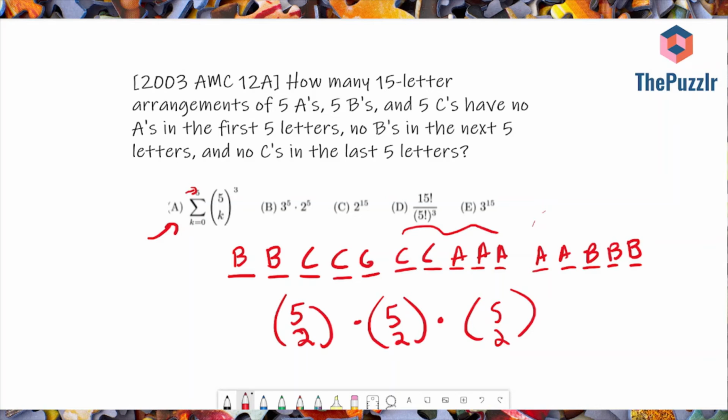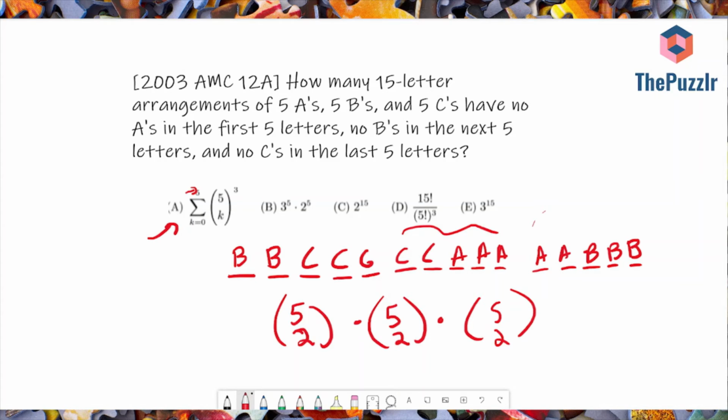But guys, think about it. What if we have 3 B's? Does anything change? Yeah, we would just do 5 choose 3 times 5 choose 3 times 5 choose 3. What if we have 5 B's? Well, then it would just be 5 choose 5 times 5 choose 5 times 5 choose 5. So that's just one possible way, right? B, B, B, B, B, and then C, C, C, C, C, and then A, A, A, A, A, right?